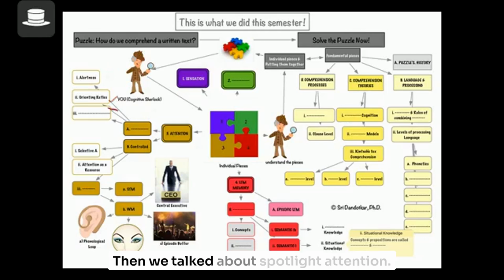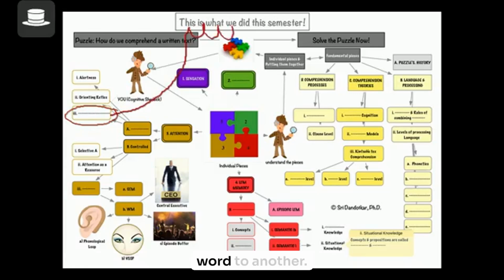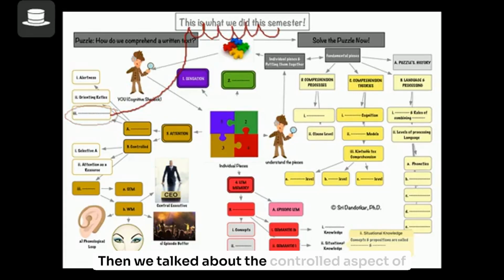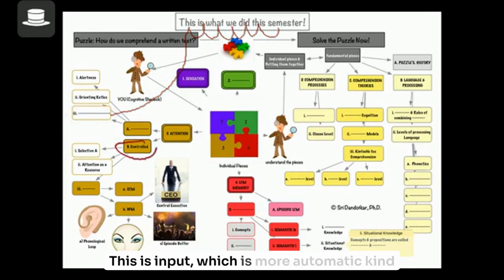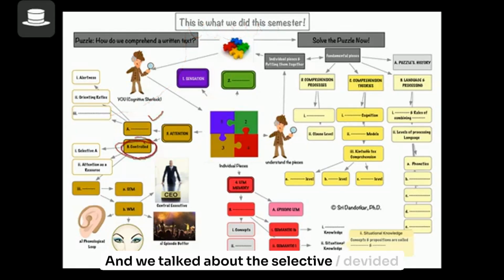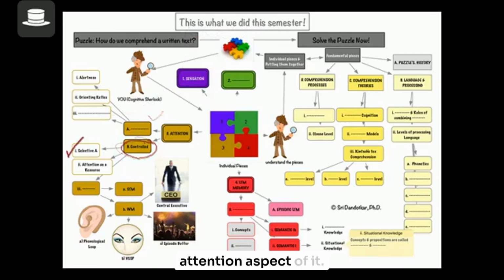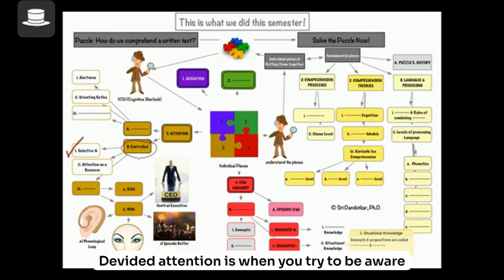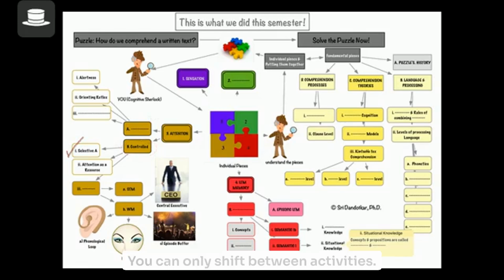Then we talked about the spotlight attention. This is the same spotlight attention that is triggering a saccade to help you move from one word to another. Then we talked about the controlled aspect of attention. Input is more automatic, and controlled is more conscious and controlled. And we talked about the selective and divided attentional aspects of it. Divided attention is when you're trying to be aware of more than one thing at the same time, which you cannot do. One activity always suffers. You can only shift between activities.